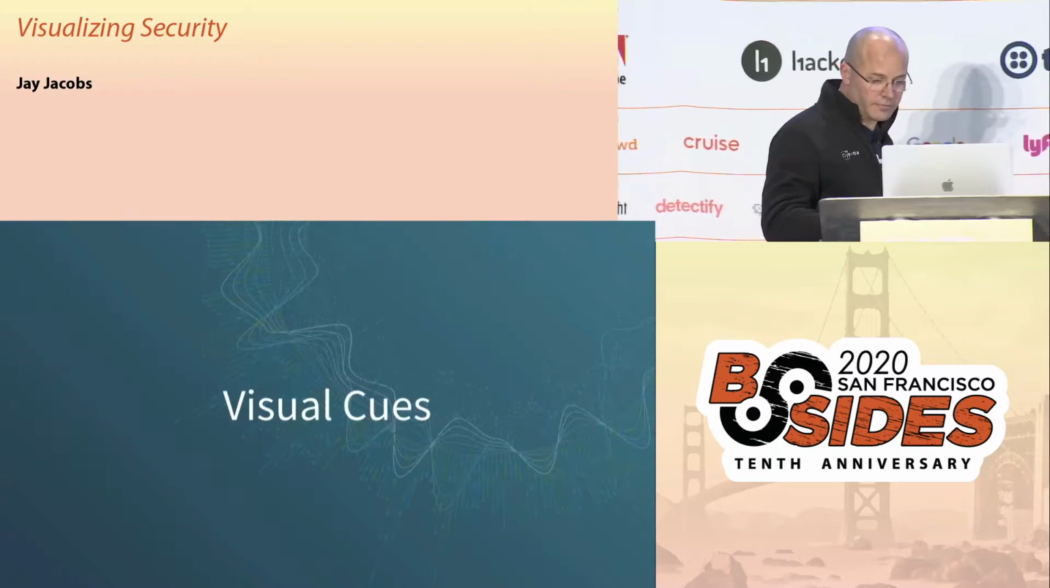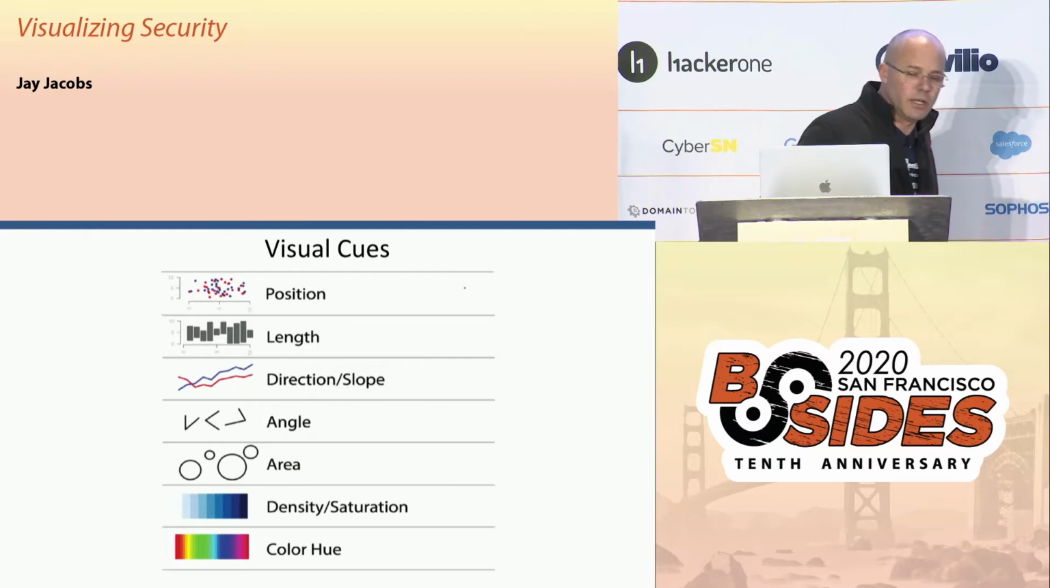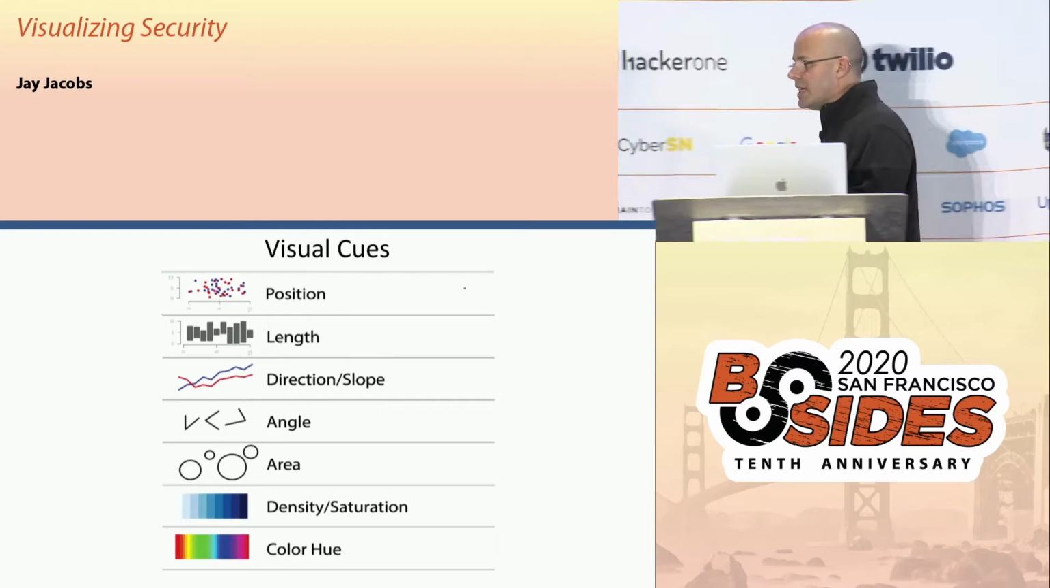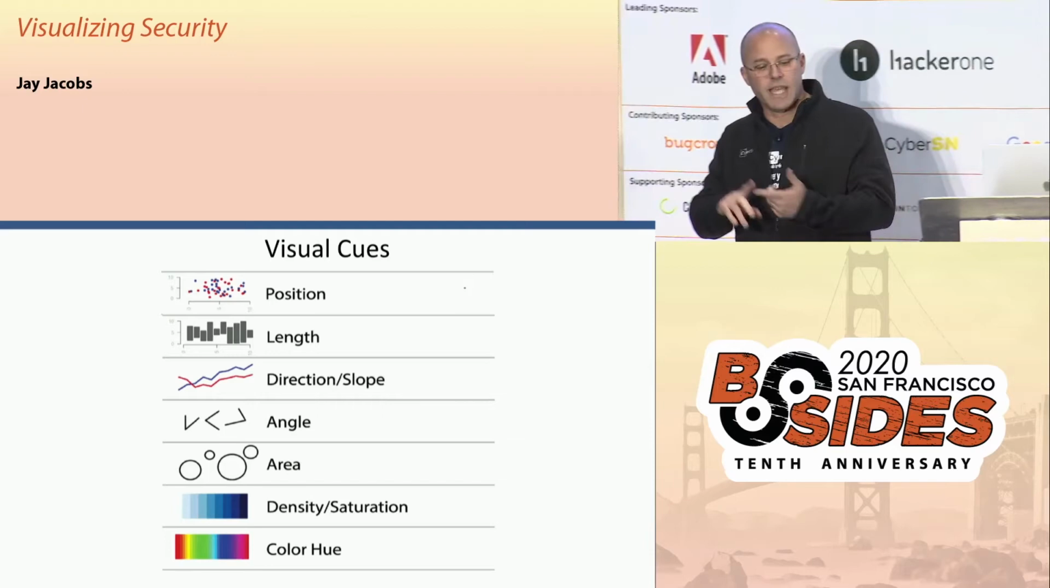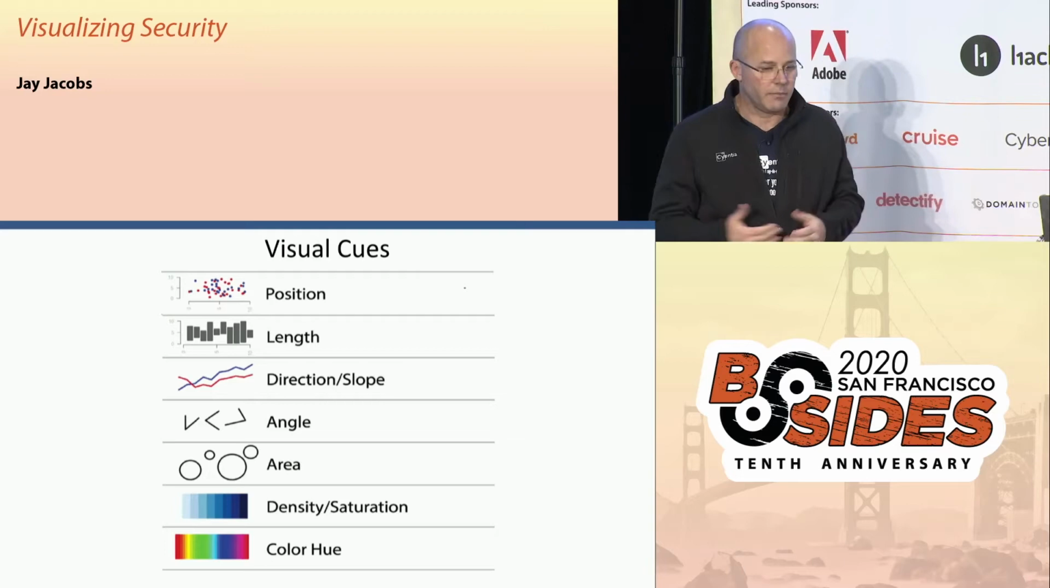All right, let's talk about visual cues. And this is mainly what you use to encode. We could be talking about position. I talked about position on the common scale, using length, using direction or slope and lines, comparing lines, talking about angles and areas, which you'll see in pie charts, and then down into density of a single color, saturation of a color, and then finally color hue, colors of the rainbow.